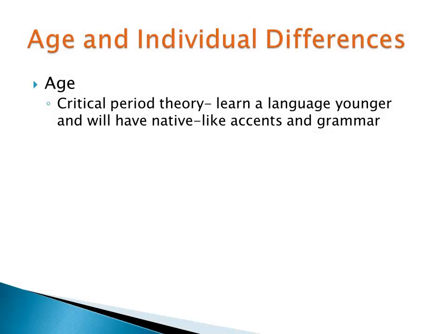Age and individual differences. Age. The idea that children are better language learners comes from the critical period theory, which states that children who have learned their second language between the ages of 1 and 7 will have native-like accents and native-like grammar. Linguists also know that children who begin learning a second language after the age of 14 or 15 will most likely not have native-like pronunciation and grammar.